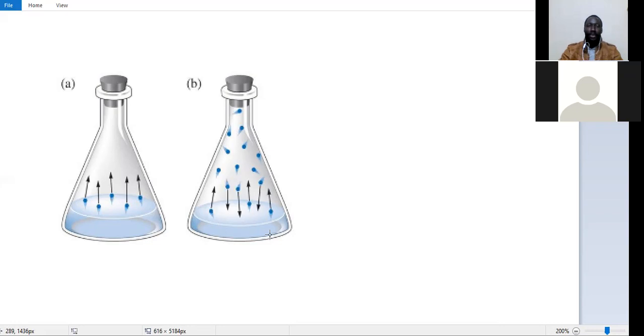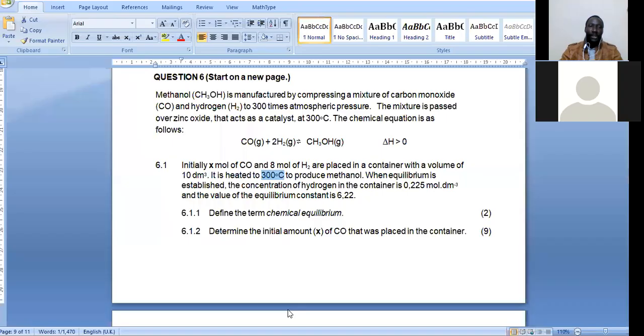Well, let's move to the next question, which is 6.2. So 6.2 is asking us to determine the initial number of moles, which is given as X in this case, of carbon monoxide that was placed in the container. Well, this is up to some 9 marks. So you see, we have got to do this with a lot of care.